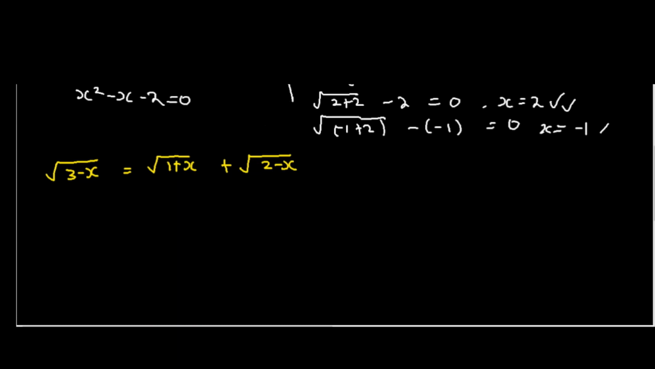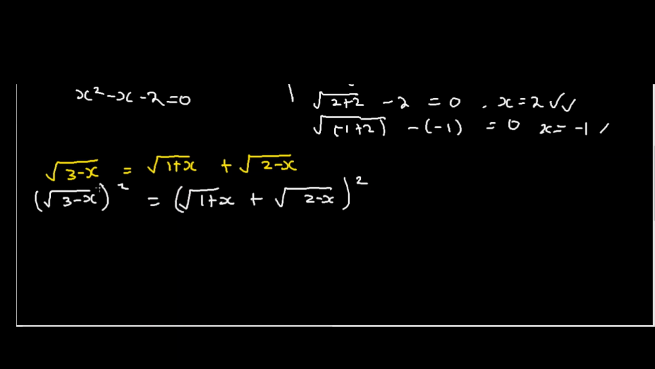We are going to begin by squaring both sides. So let's try to square and see what we get. We shall have square root of 3 minus x, then this is squared, being equal to square root of 1 plus x plus square root of 2 minus x, and then the whole of this squared. Square root is the same as an index of a half, so it will cross with this, and we shall remain with 3 minus x.